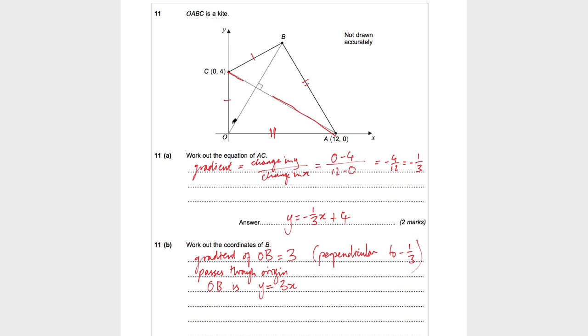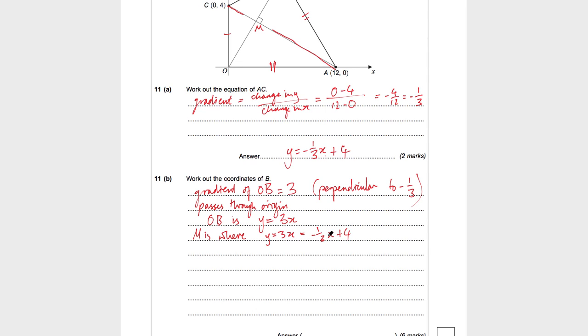So I'm going to call that point M. M is where I set these two lines equal to each other. Y equals 3x equals minus 1/3 x plus 4. And then I'm going to solve this as a simultaneous equation. So 3x equals minus 1/3 x plus 4. I'm going to times everything by 3 to get rid of that denominator. So that's 9x equals minus x plus 12.